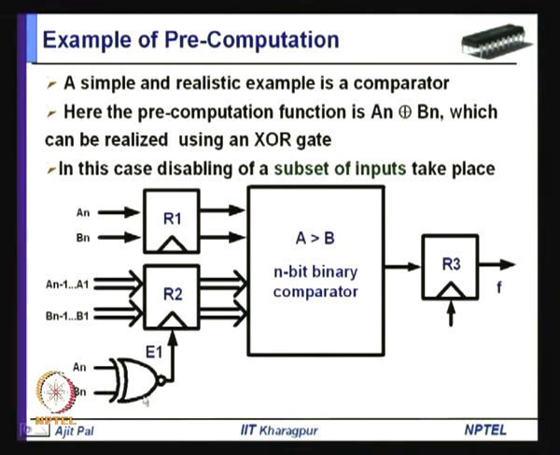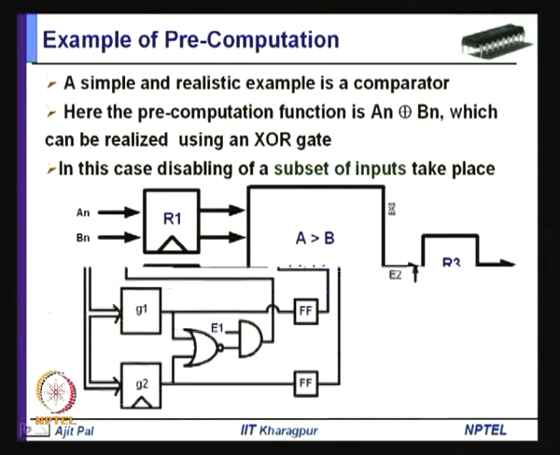So, a simple exclusive OR gate is used to generate the enable signal. That means, whenever both of them are 0 0 or 1 1, only then this enable signal is generated, otherwise this signal is 0 and the output is not applied. And then you take the final output from another resistor R 3. So, here in this example, the precomputation function is a n exclusive OR b n, which can be realized by an XOR gate, a simple circuit. So, in this case, disabling of a subset of inputs takes place.